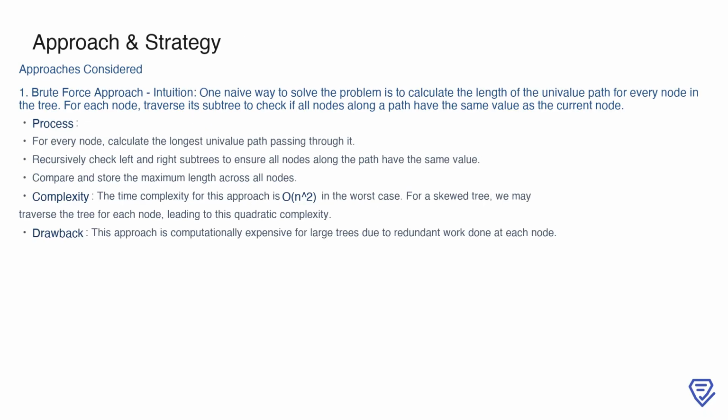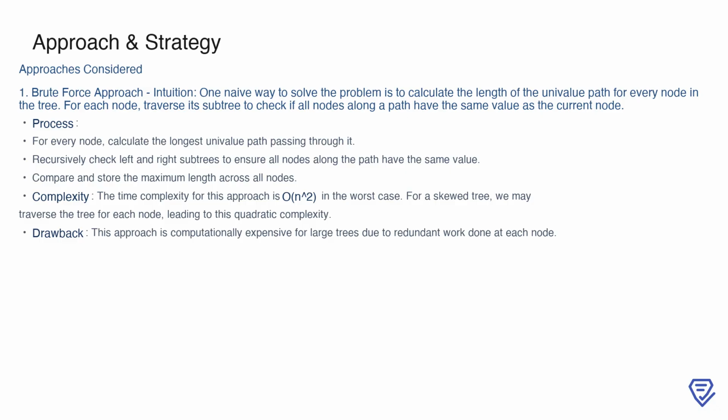To solve the longest univalue path problem, we first consider a brute force approach. The intuition here is straightforward. For each node in the tree, we calculate the longest path where all nodes share the same value as the current node. This involves traversing the subtree of every node, checking if the values along each path are uniform, and then determining the maximum length from these paths. The process involves recursively calculating the univalue path length for the left and right subtrees at each node, ensuring that these paths only include nodes with matching values.